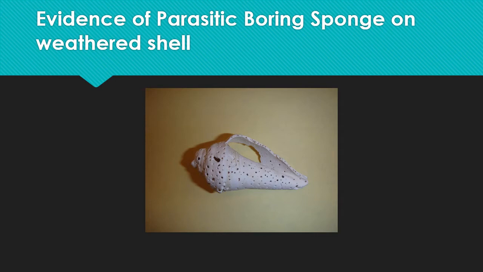The holes in this shell are evidence of our parasitic boring sponge. They are parasitic on other organisms and leave this as evidence of their existence.